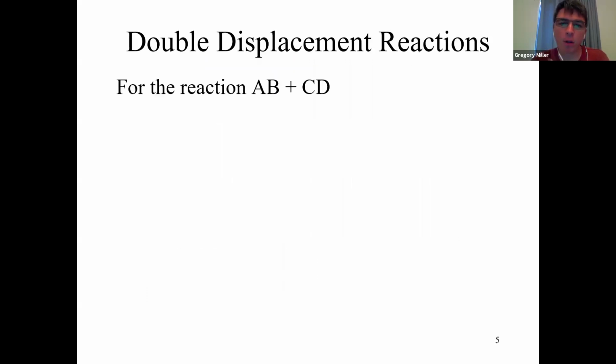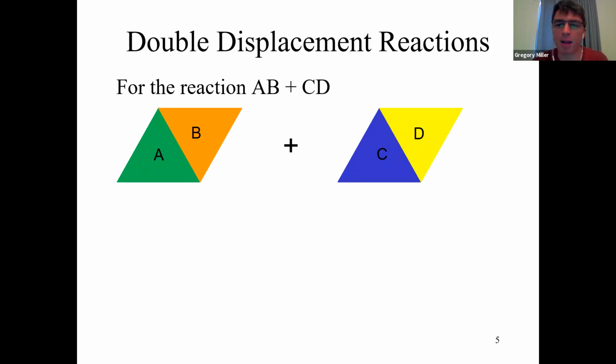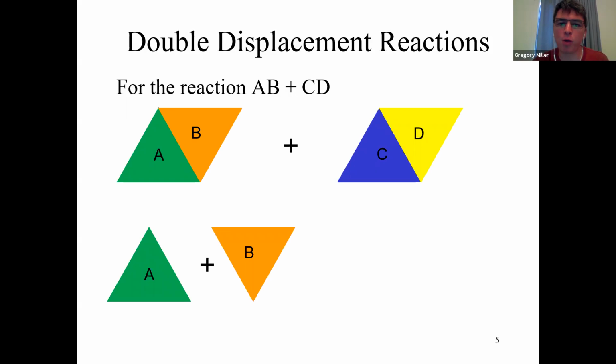Most of the time, if we're looking at a double displacement reaction in chemistry, a lot of the reactions we will be dealing with are called double displacement reactions. And they all take the form of AB plus CD, where A and B are the positive and negative ions of the first compound, and C and D are the positive and negative ions of the second compound. So we can think about it as these different triangles. And what's going to happen is when you put them in water, they will dissociate.